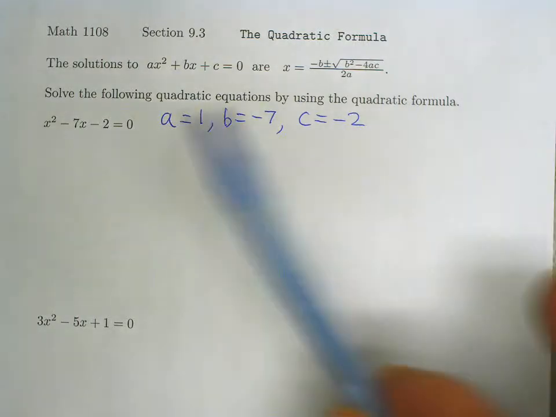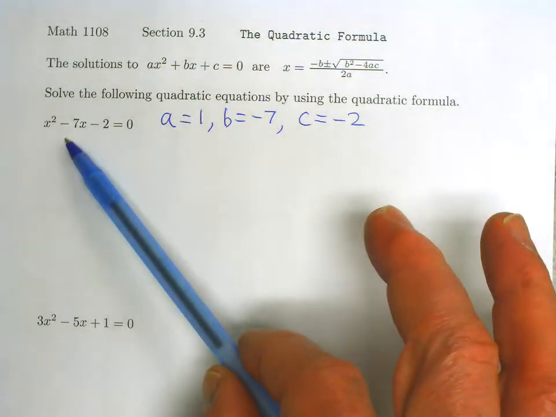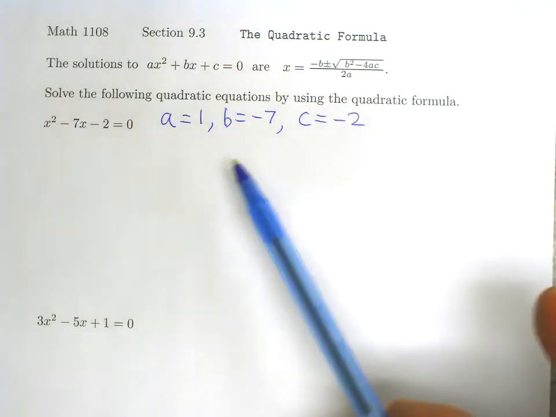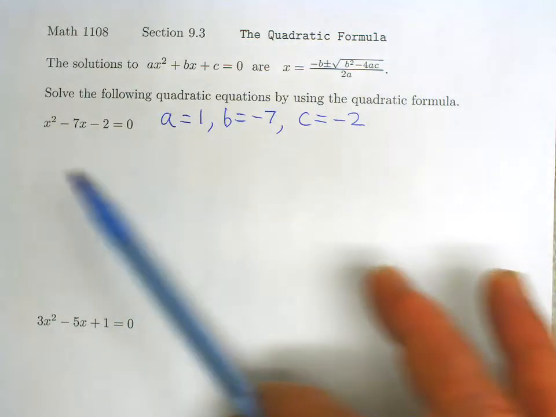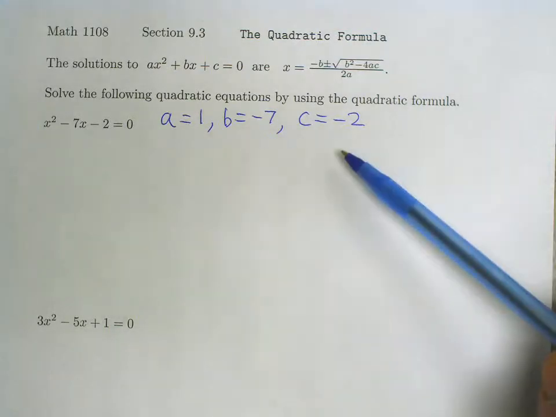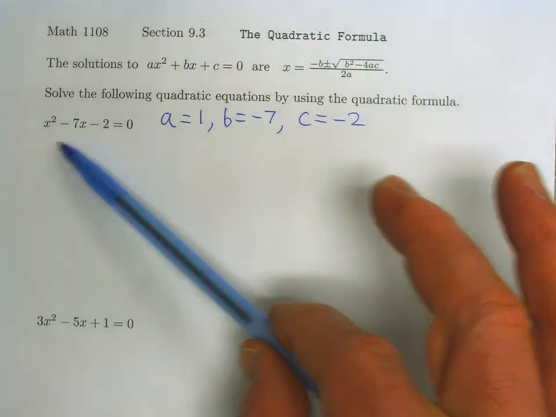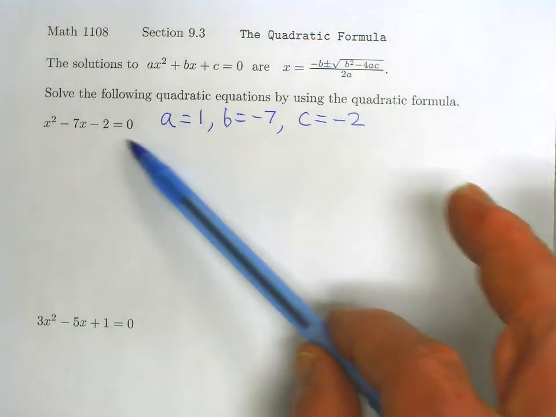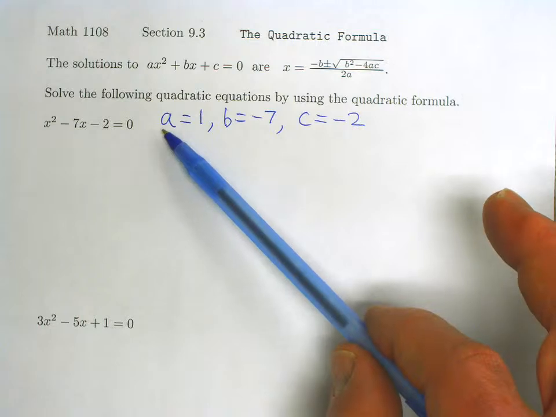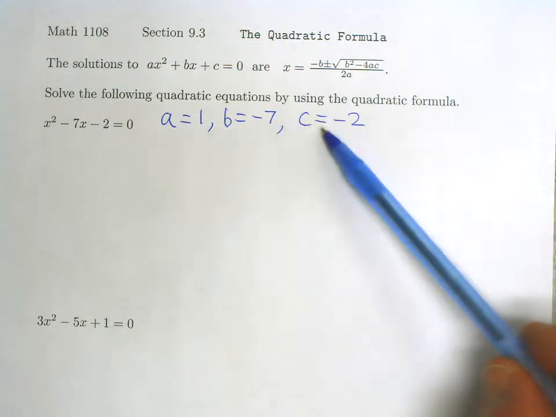Okay, if the quadratic equation that you begin with is not in standard form, or if the terms are rearranged, then it would be pretty easy to mistakenly pick a, b, and c. But if you rewrite it so that it's in standard form, then you can identify what the values of a, b, and c are.